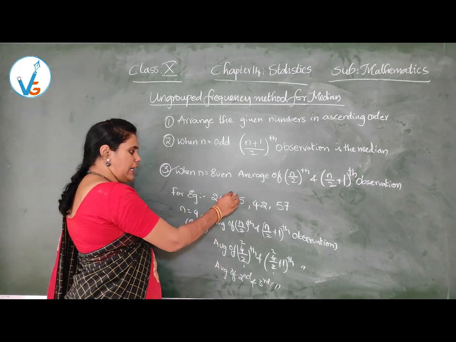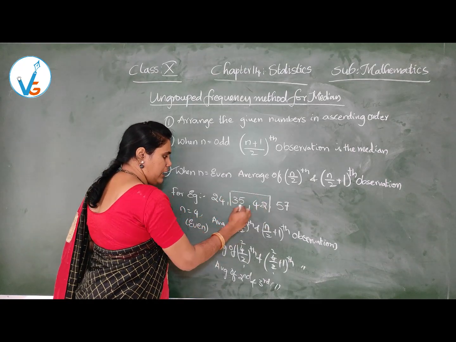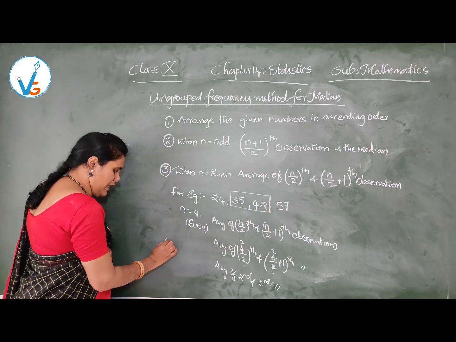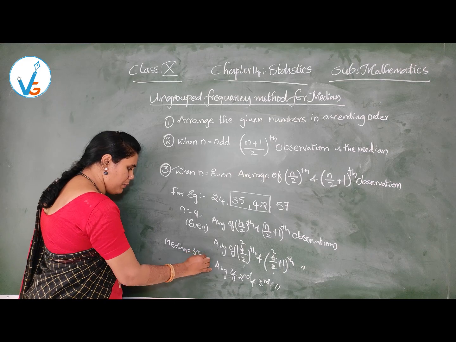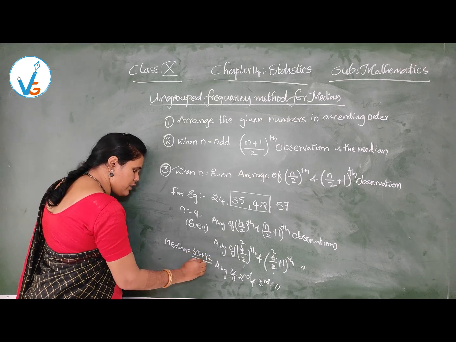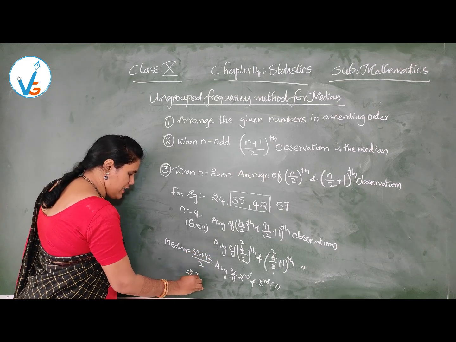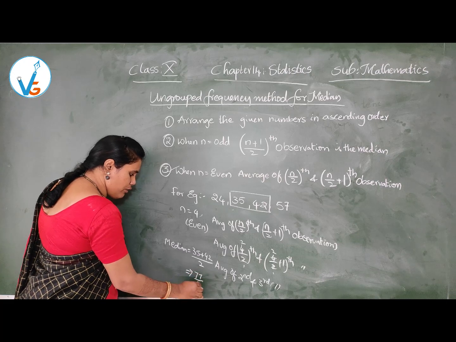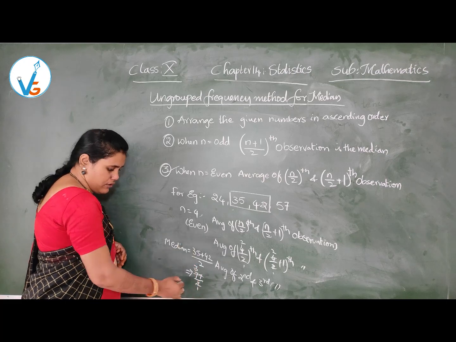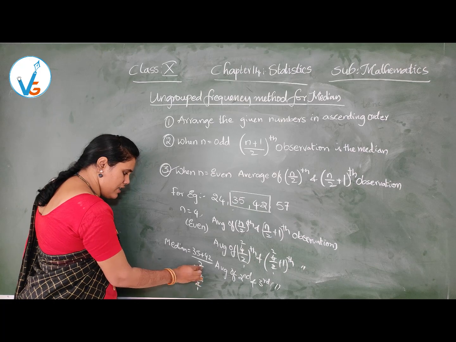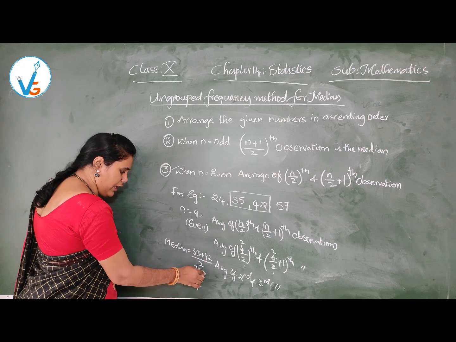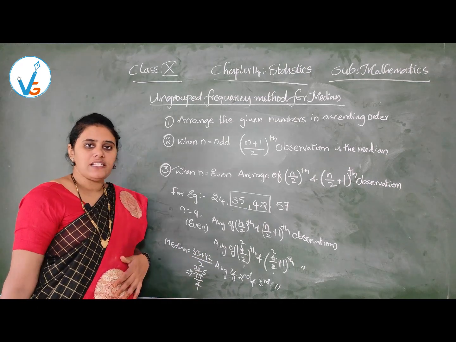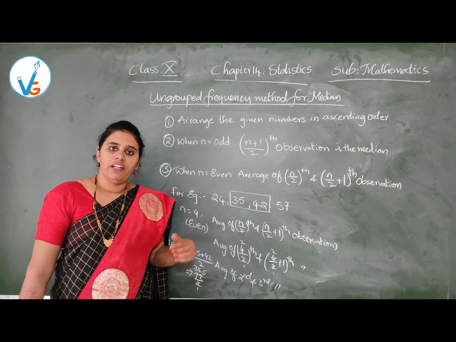So what is your second observation? 35. Median is equal to 35 plus 42 by 2. You will get 77 by 2. 2 ones are 2, 2 threes are 6, 1 will be remaining. 2 eights are 16, again 1 will be remaining here. 2 point you have to take, and you will get your median as 38.5 when it is even.